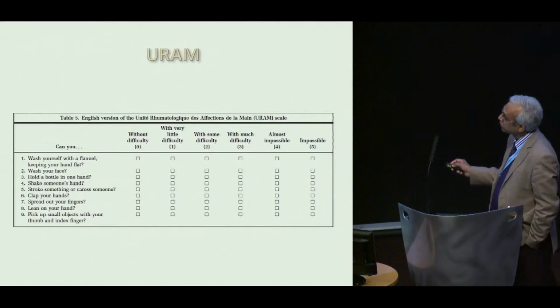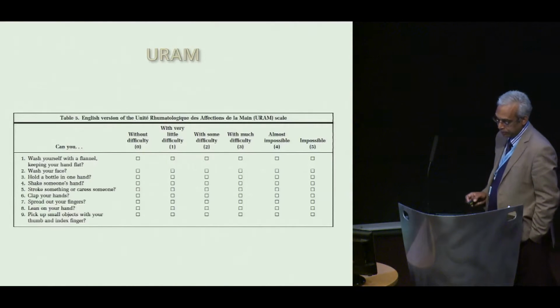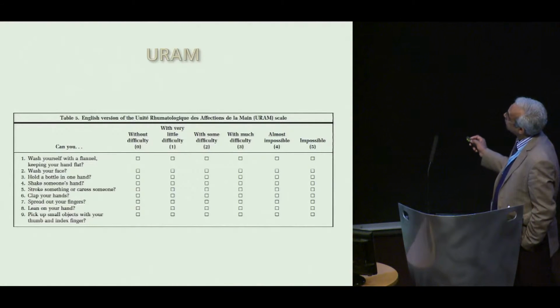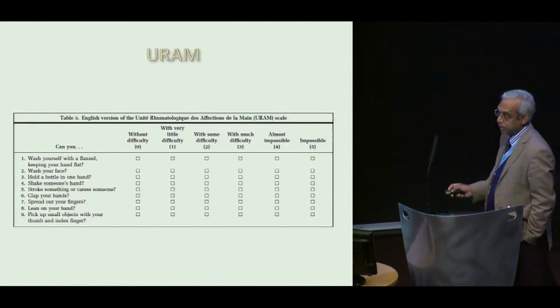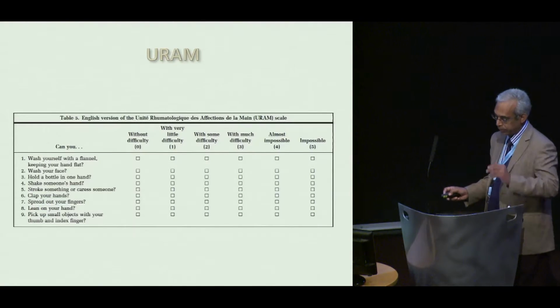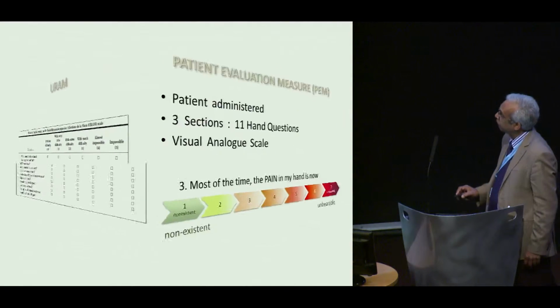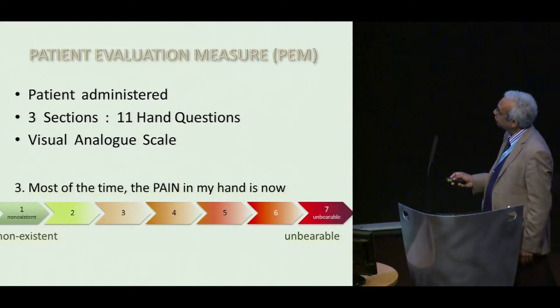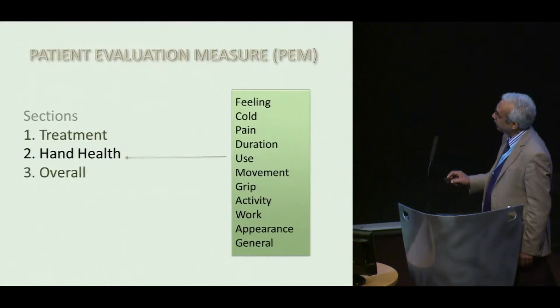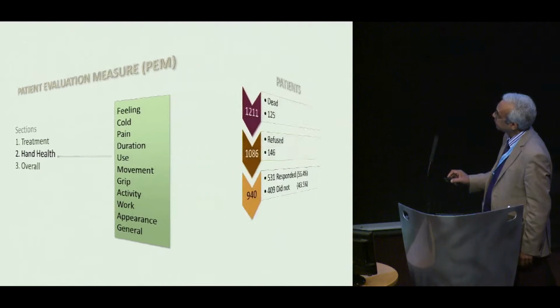Apart from one question, which is about the thumb and looks at radial-sided Dupuytren's, all the rest look at the digits. And you get these 6 interval scales, and note that there is nothing in the middle. So you can't say neither good nor bad. You have to choose between good and bad. Now, I've already spoken about the PEM, and you know the score now. It's a visual analog scale, and those are all the areas that it covers.